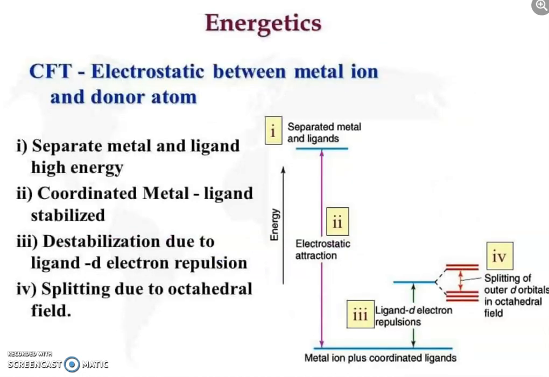Now, in CFT there is electrostatic interaction between the metal ion and the donor atom. Separated metal and ligand are at high energy. Coordinated metal and ligand are stabilized. Destabilization is due to ligand d-electron repulsion, and then splitting due to the octahedral field. So you have energy here: separated metal and ligands with electrostatic interaction, third the ligand d orbital repulsions, then the metal plus coordinated ligand. You can see the differences, and last you see the splitting of the d orbitals in the octahedral field. So first energy is raised, then the separated metal and ligand, then ligand d orbital repulsion, and then the splitting of the d orbitals in the octahedral field.